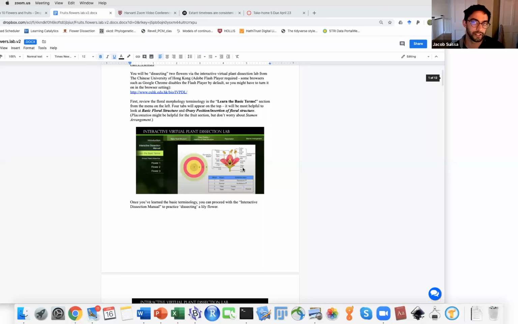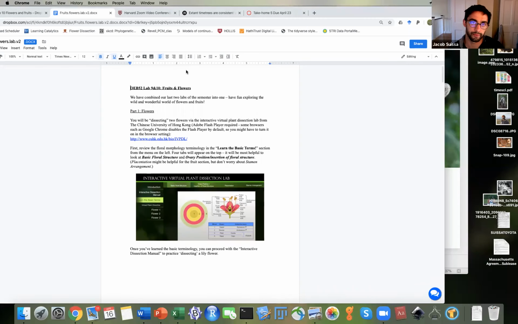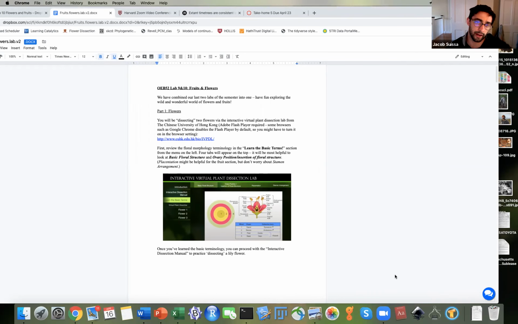That is all I have for the fruits and flowers lab lecture. So for the lab today, or whenever you get to it, there are a series of things. Instead of having you all get some flowers and dissect them, we found this really nice resource where you can actually dissect the flowers virtually. If you follow the directions, you're going to have to enable Adobe Flash, which shouldn't be that big of a deal.